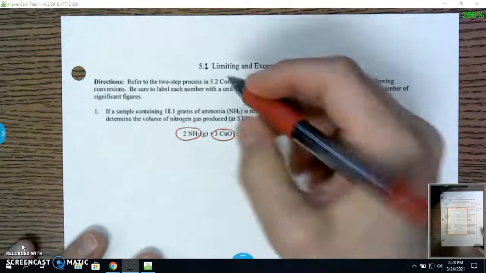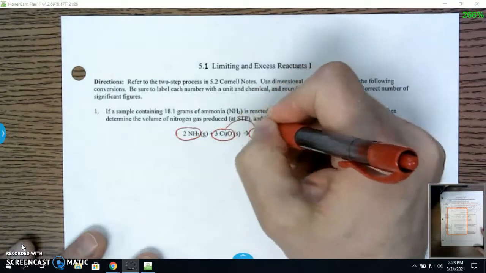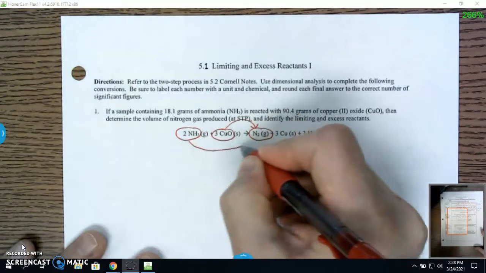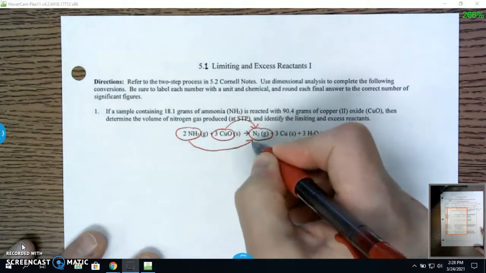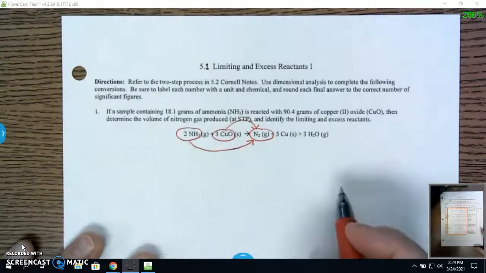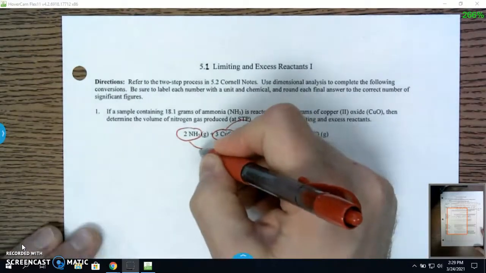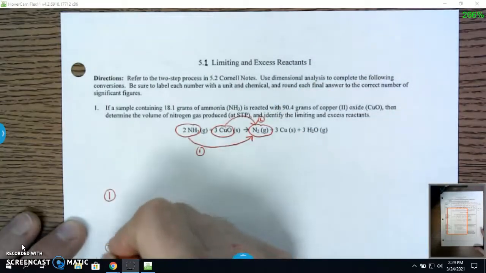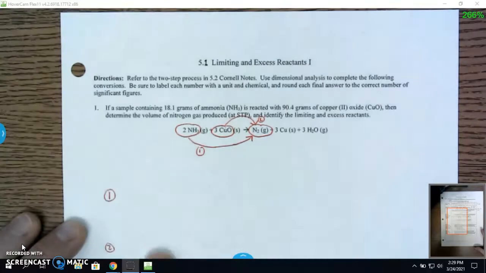For that reason, we need to convert CuO to diatomic nitrogen. We need to convert NH3 to diatomic nitrogen. And what I like to do is I like to label each one of these arrows. I'm going to label this one number 1, and I'm going to label this one number 2. Okay, I'm leaving places right down here for you to do the stoichiometry.